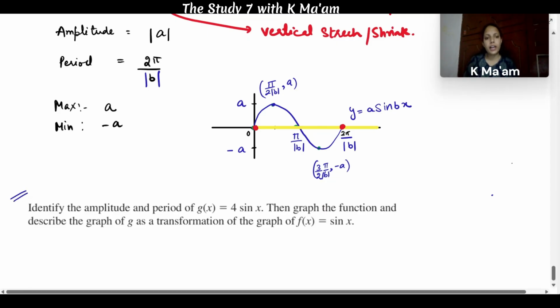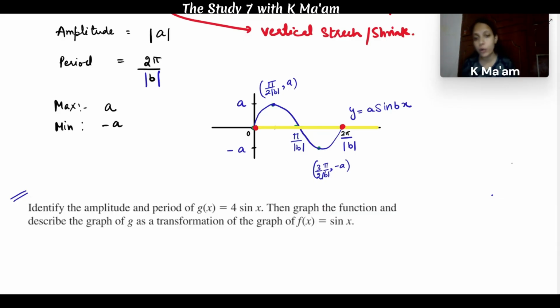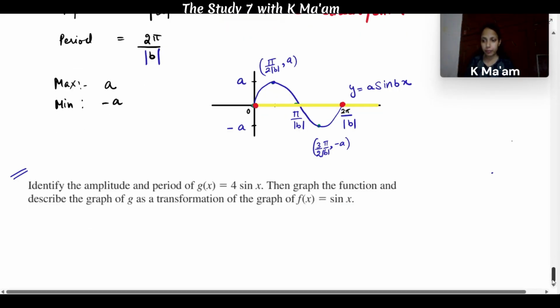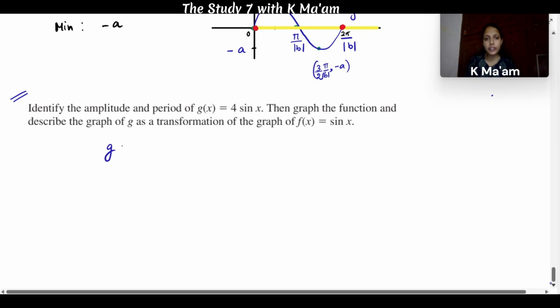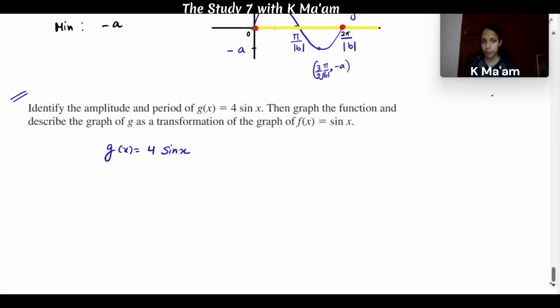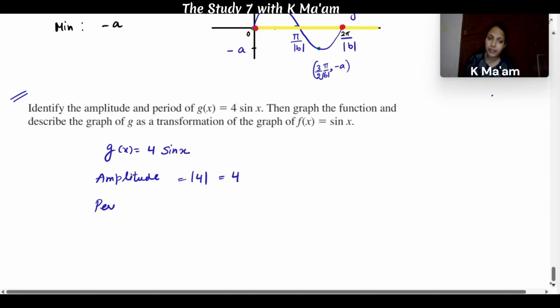So here is a question. We have to identify the amplitude and period of this function g of x, which is 4 sin x. So let's see. g of x is equal to 4 times sin x. The amplitude will be the absolute value of 4. Absolute 4 is just 4. And for sin x, what will be the period here? It will be 2 pi over b. What is b? 1. Absolute 1 is 1. So the period is 2 pi.